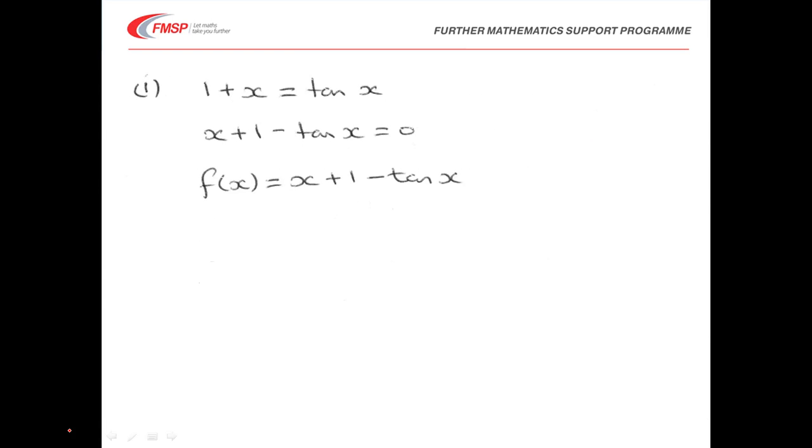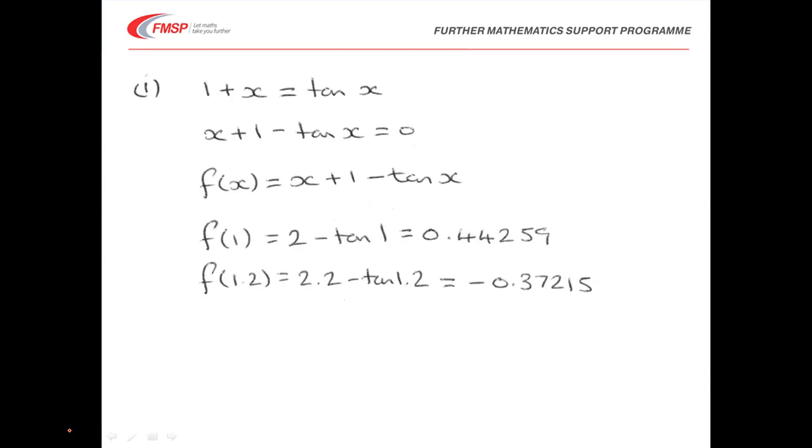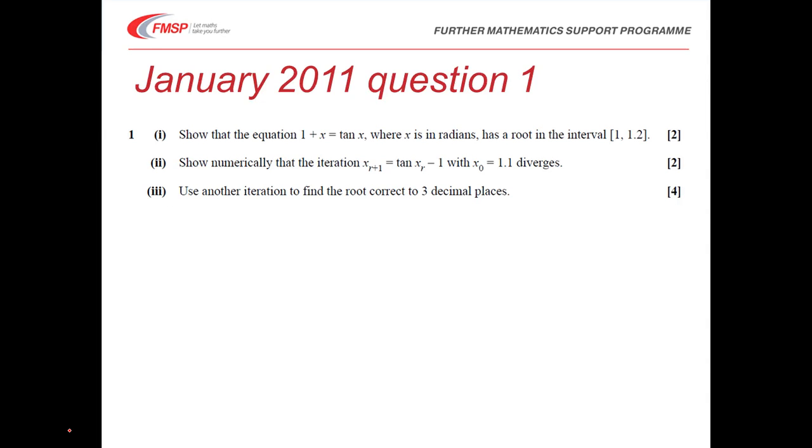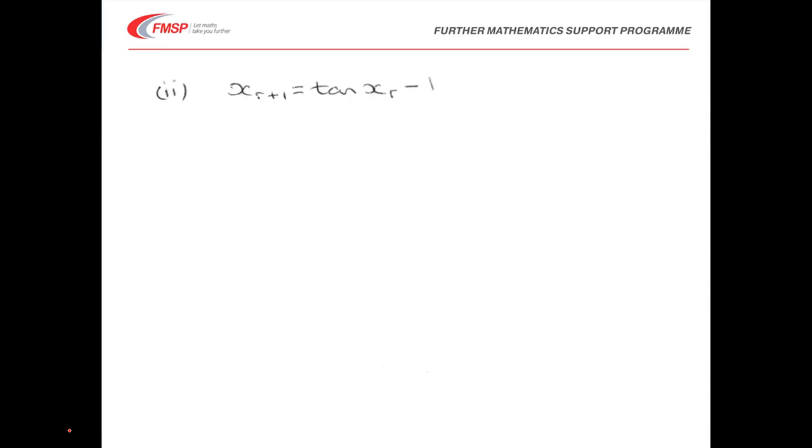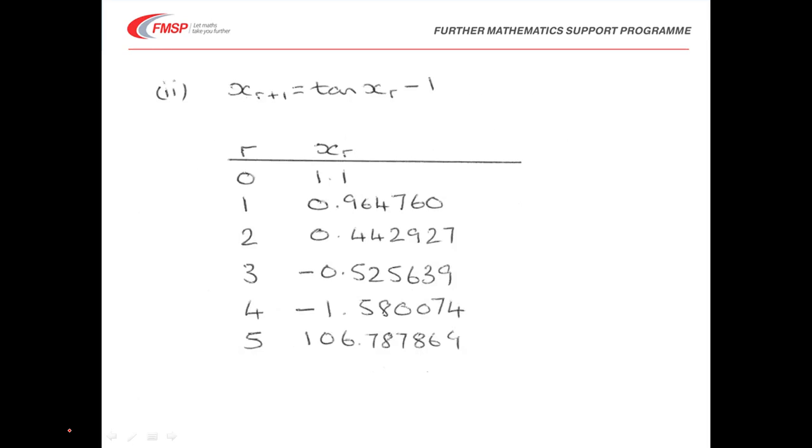f(x) equals the left-hand side. Put in 1 and I get a positive. Put in 1.2 and I get a negative. So the sign change confirms that I've got a root in that region. Next thing I've got to do is show that the iteration they've written there diverges. So I'm going to type in 1.1 equals, then tan answer minus 1. There's my table when I do tan answer minus 1, pressing equals each time. And by the time you get to step 5, you can see a clear divergence there. Okay, so it diverges.